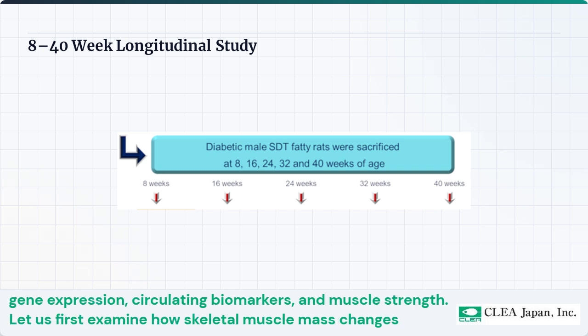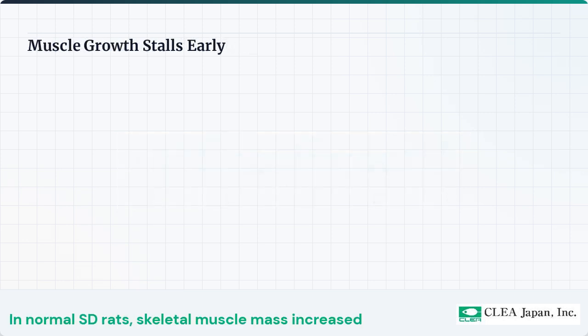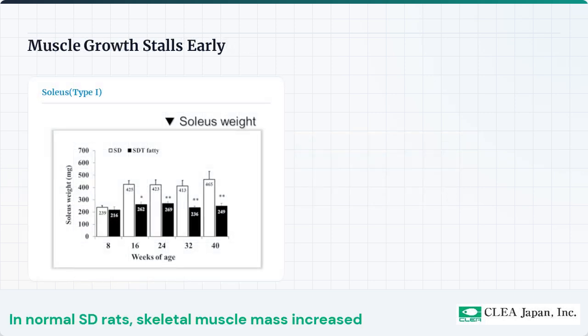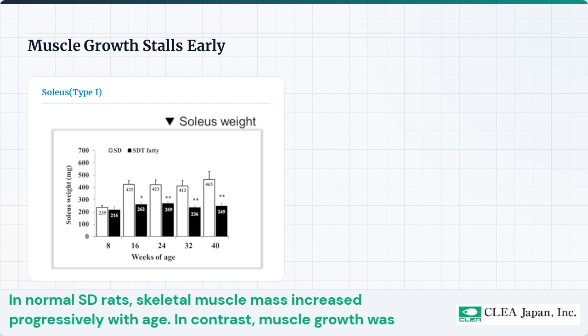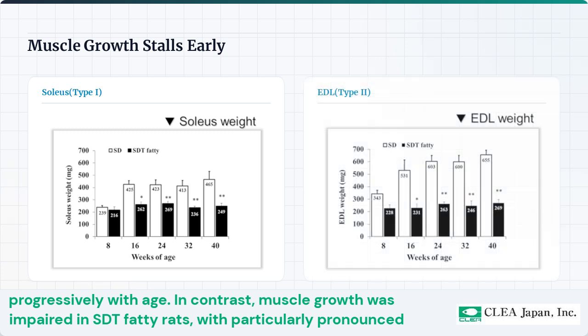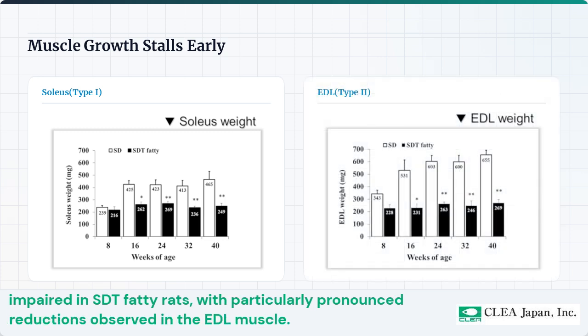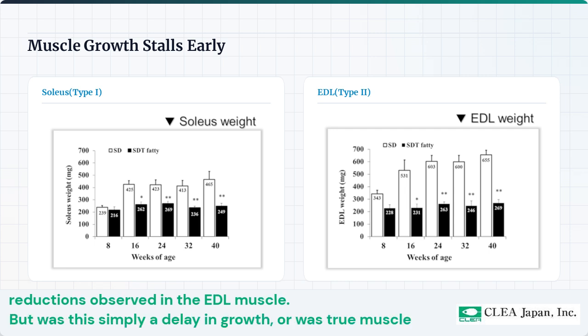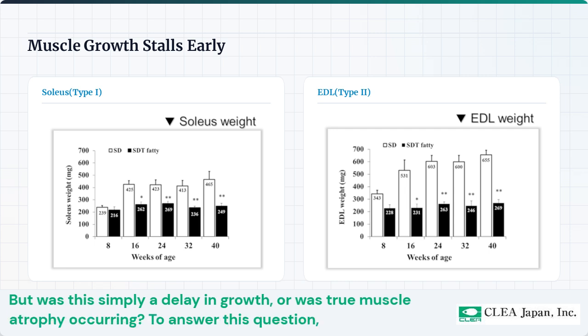Let's first examine how skeletal muscle mass changes over time. In normal SD rats, skeletal muscle mass increased progressively with age. In contrast, muscle growth was impaired in SDT fatty rats, with particularly pronounced reductions observed in the EDL muscle. But was this simply a delay in growth, or was true muscle atrophy occurring?